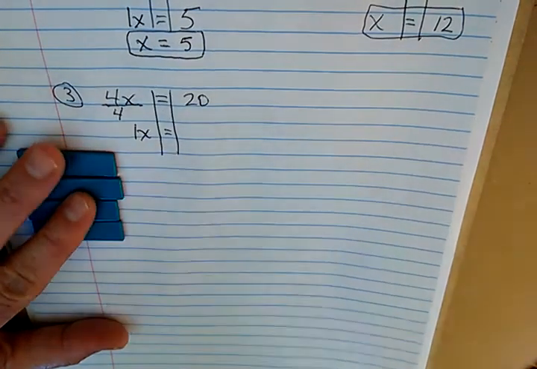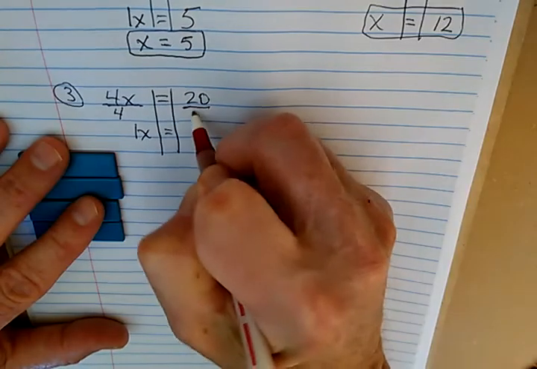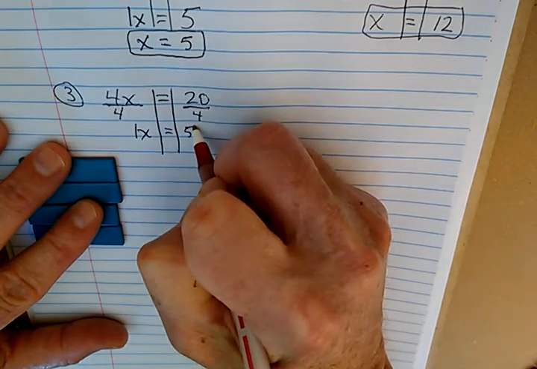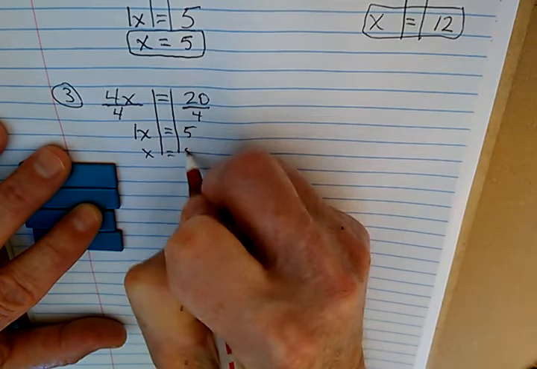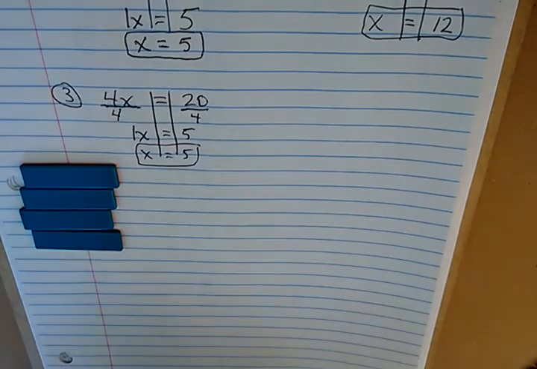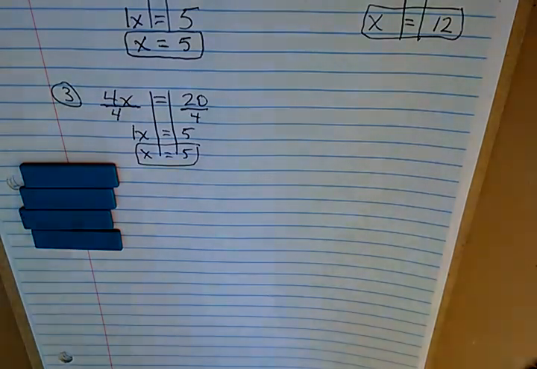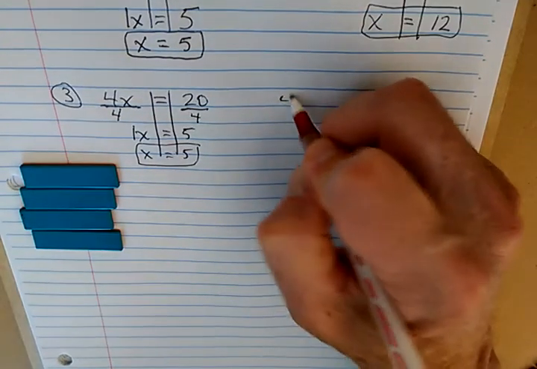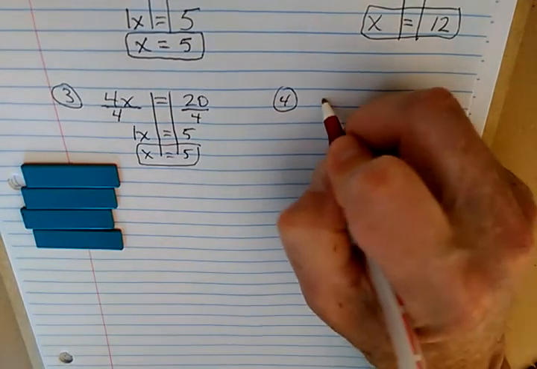So now we have 1x. And then we have to divide by 4 on this side. 20 divided by 4 is 5. So 1x equals 5 again, just like that. Same answer as the one up above. Let's try a different problem. This time we're going to use a negative number.